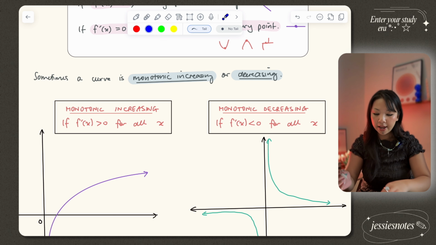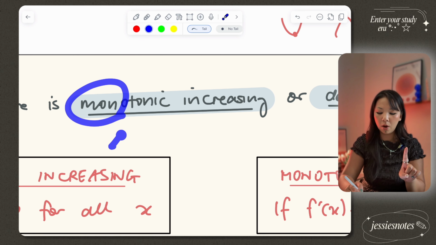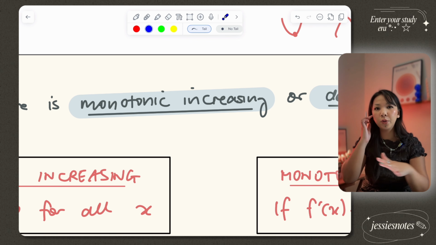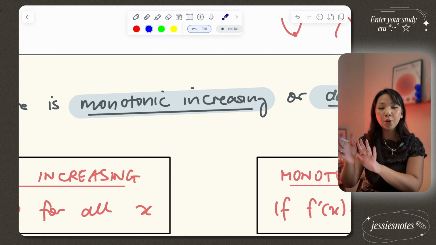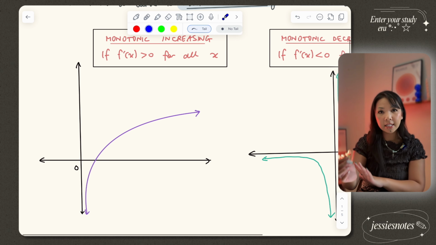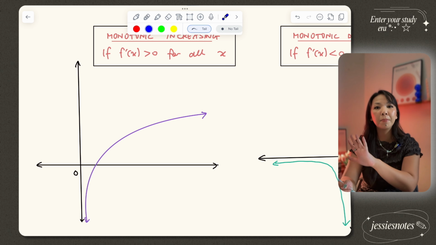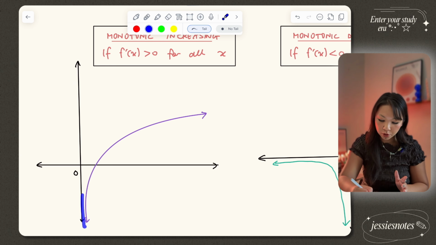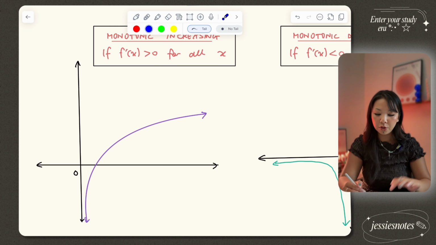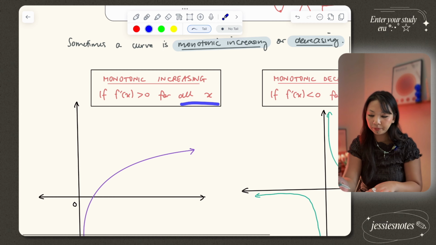Now, sometimes you're going to get a curve that is referred to as being monotonic increasing or monotonic decreasing. If I look at that word monotonic, mono is one, tonic is tone. So if a curve has only one tone and it's increasing, it means that for all values of x, the curve has a positive gradient. If I look at this curve over here, you might notice it's a log graph. If I were to draw all the tangents along it, you can see all of them are positive. So therefore we say this is monotonic increasing for all x.